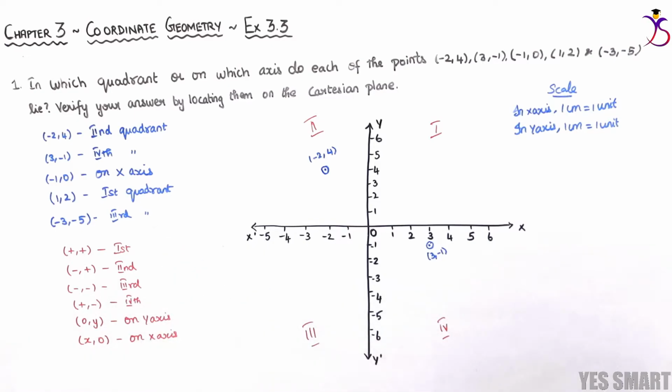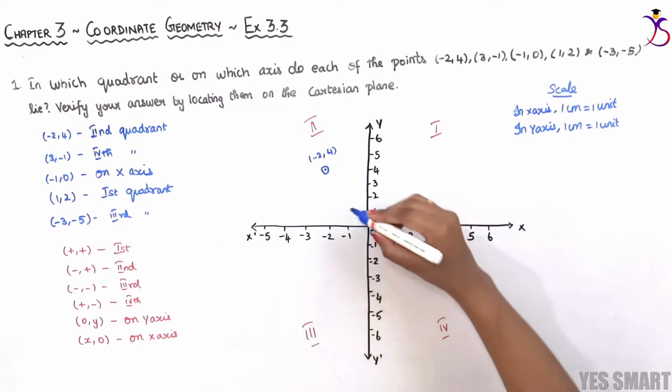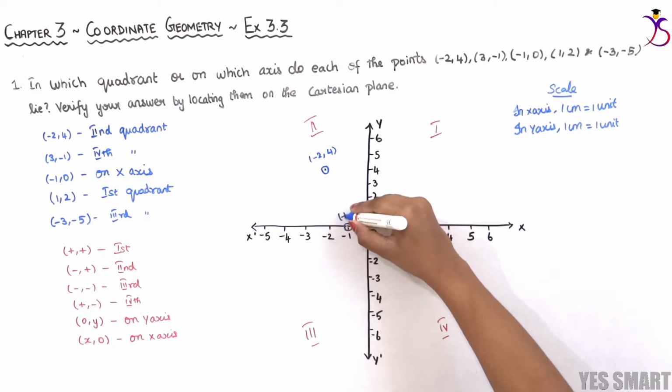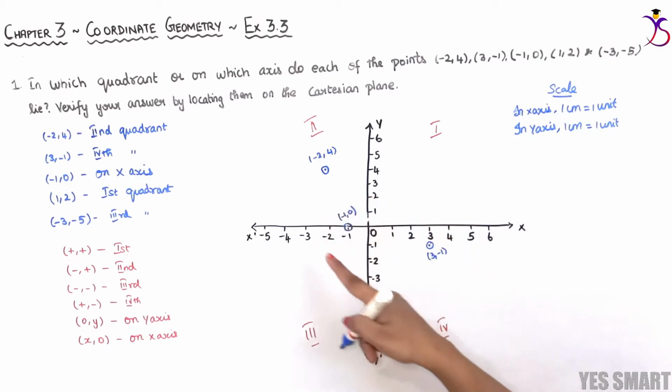Third, (-1, 0). So on the x-axis minus 1, as there is no value for y, it lies on the x-axis itself, here, (-1, 0).